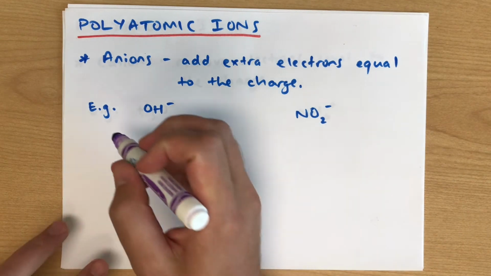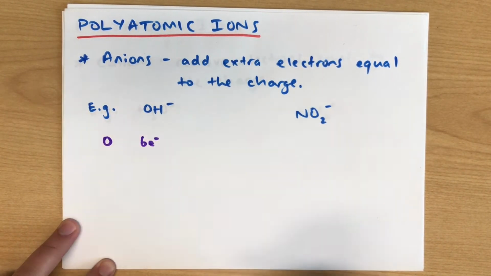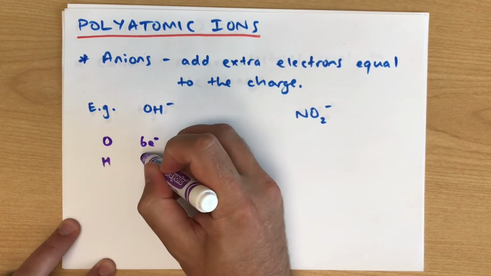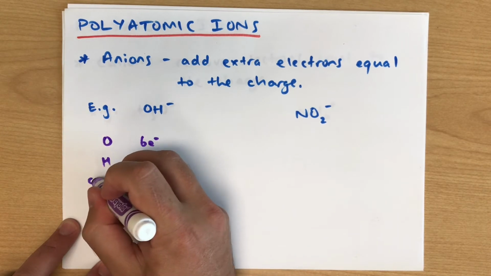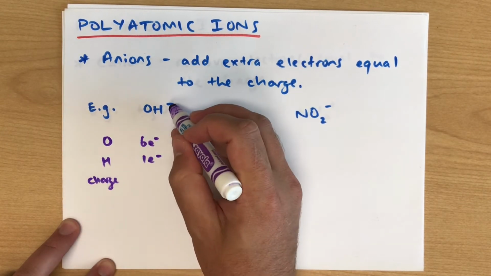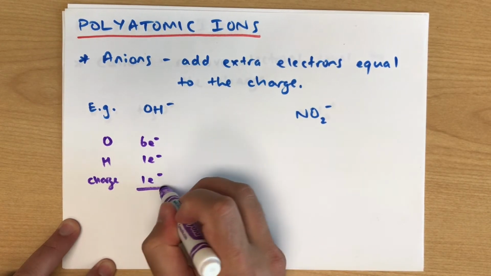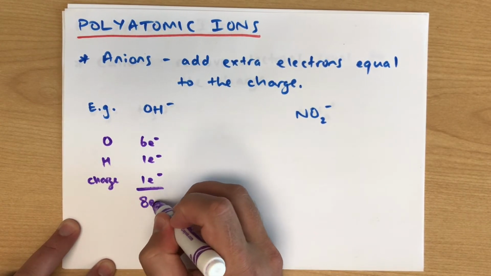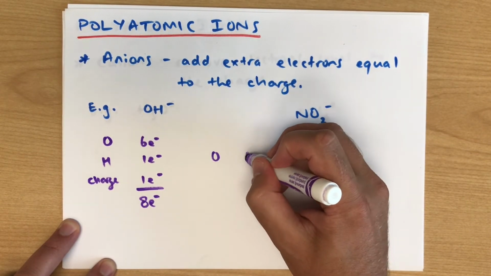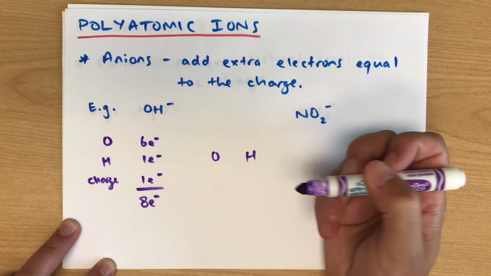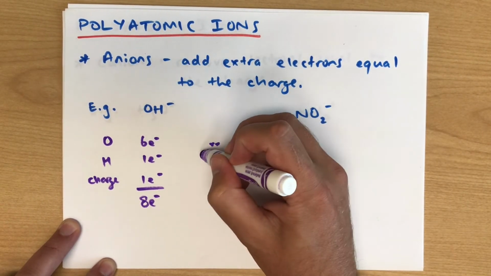OH minus. Oxygen has 6 valence electrons. Hydrogen has 1 valence electron. However, because of our charge, having a negative charge means it's gained 1 electron, so we need to add 1 extra, giving us a total of 8 valence electrons. Go through the process. There's no real central atom here, but it would be the oxygen if it were to be one. Connect them with a single bond, fill the valence shells.